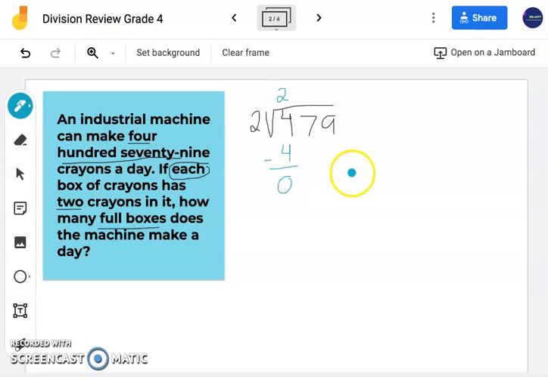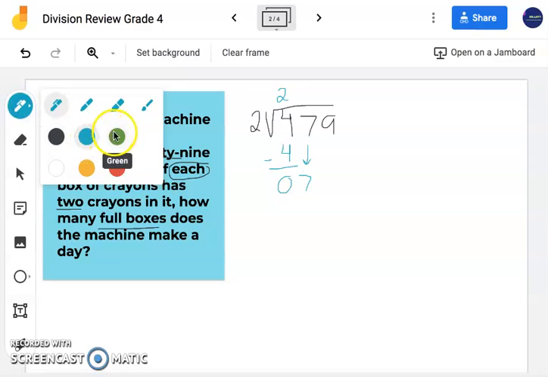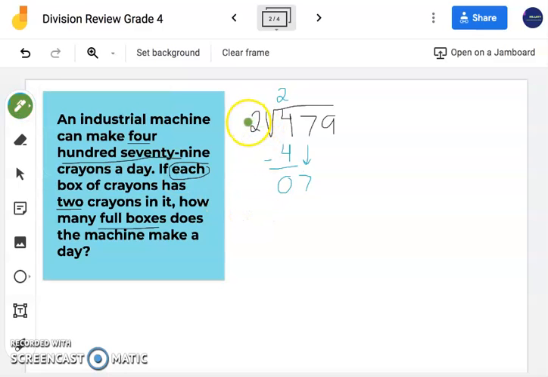Now I'm not done yet. I still have 2 more digits left in my dividend. So now I'm going to bring down my 7. And I'm going to do this step all over again. This one I'll do in green. Now again, I want to ask myself that magic question. 2 times what number gets me close to or exactly to 7?